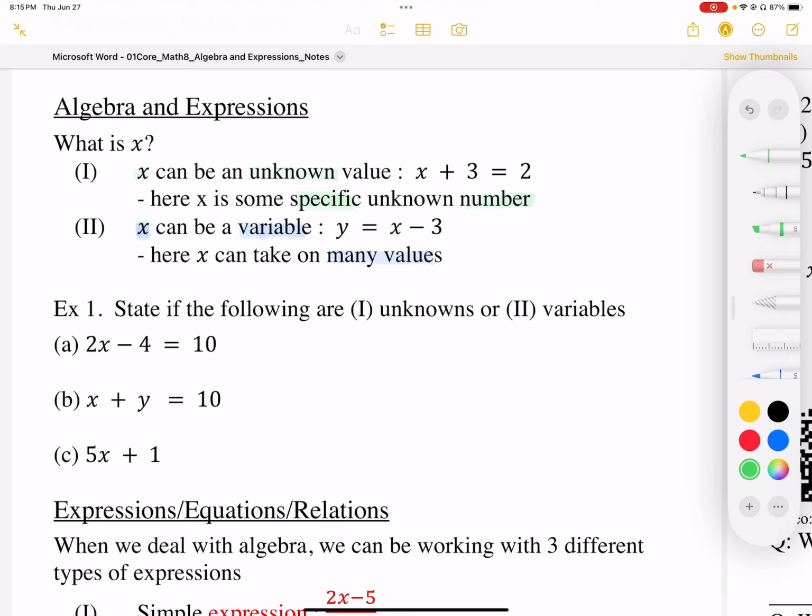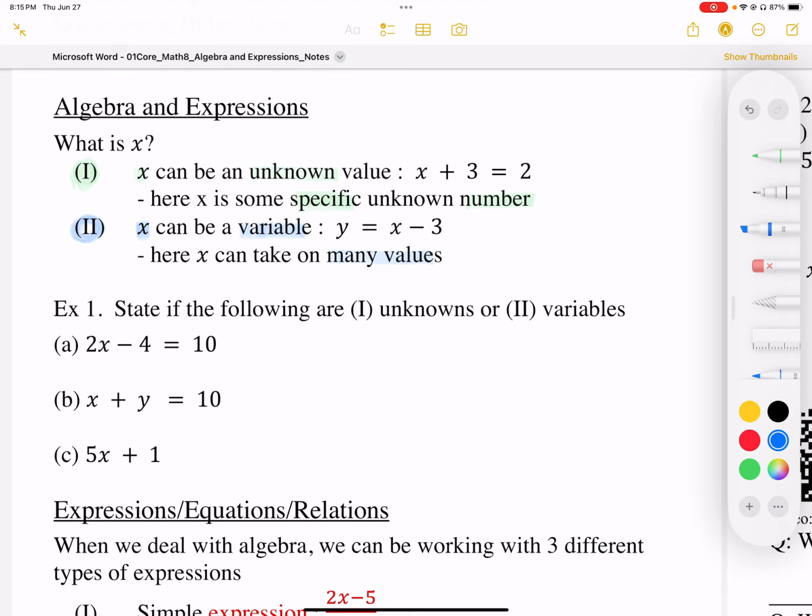Algebra and expressions. So what is x? Well, x can be two things. Firstly, x can be an unknown value, which means that it just stands in for some unknown specific number. So example 1 is an example where x plus 3 equals 2. X is just some unknown number. It's just standing in for the number -1.